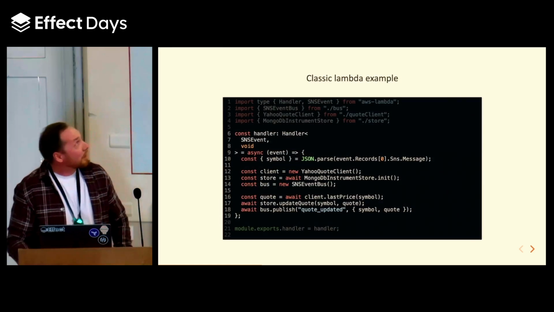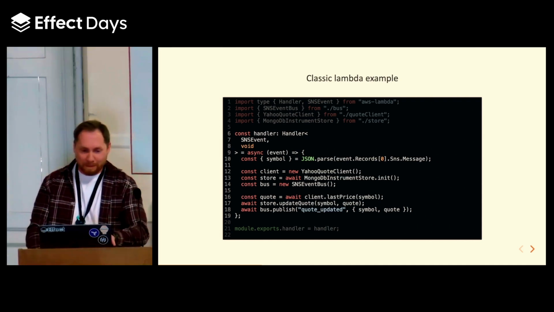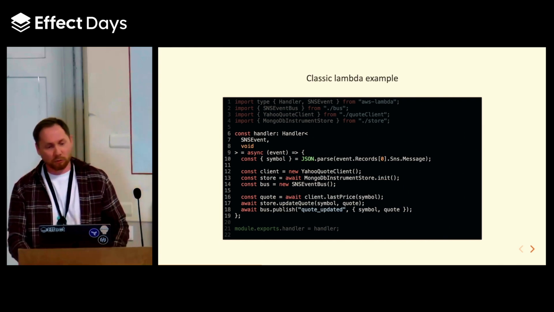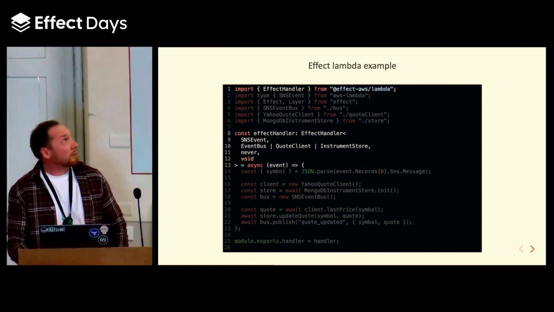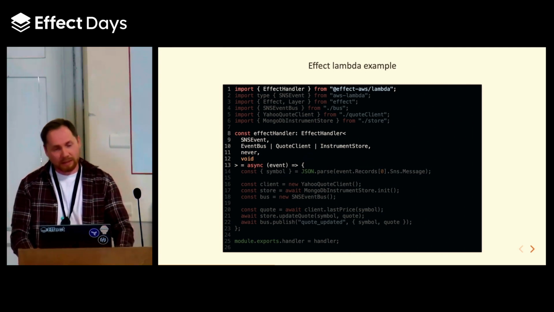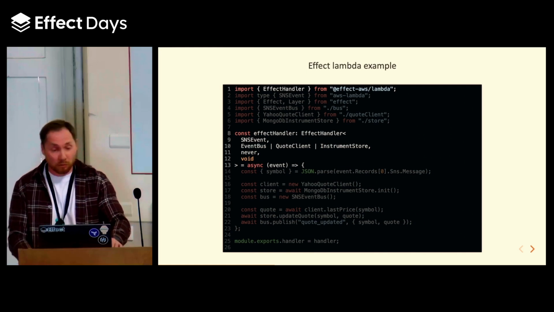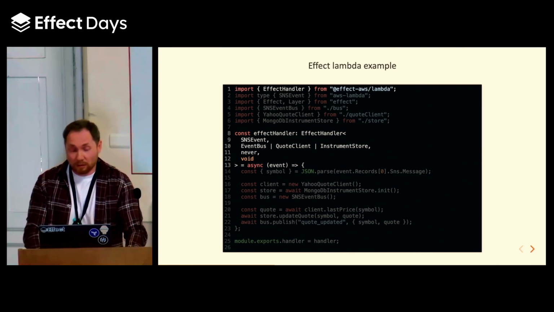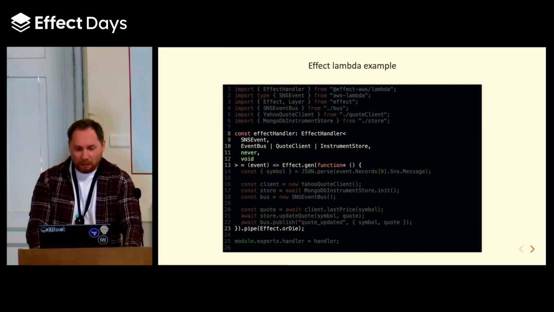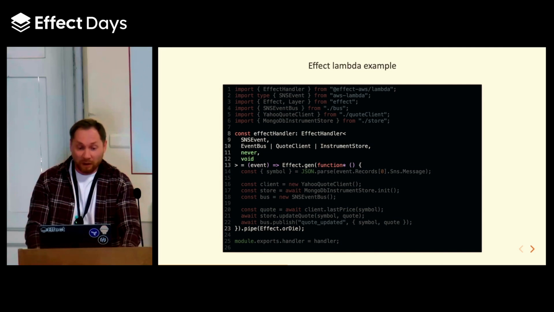Let's come back to our code example. How do we incrementally migrate this classic handler to an effectful one? We just replace our standard handler with the Effect handler. As you can see, it's the same SNS event with the same void response, and it also has additional information: what kind of errors could occur within this Lambda function, and what kind of dependencies it has. We wrap our handler with a generator function to make it effectful.